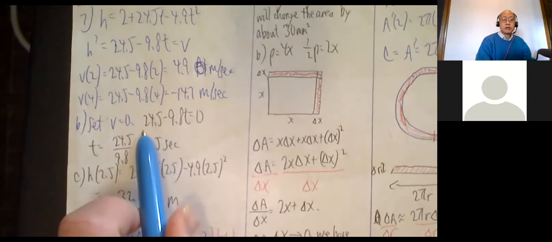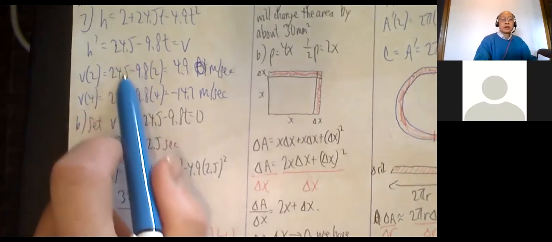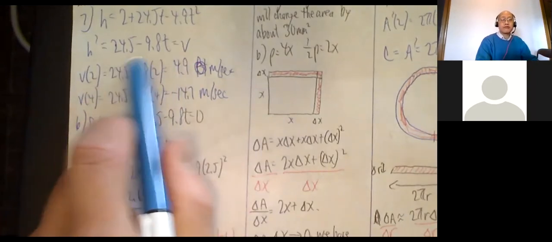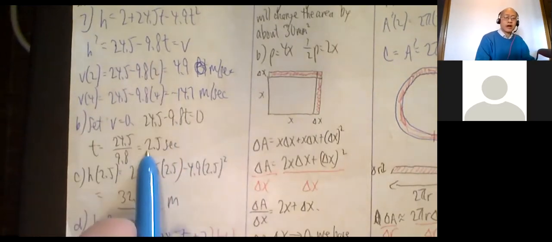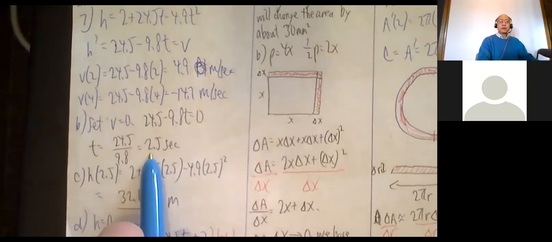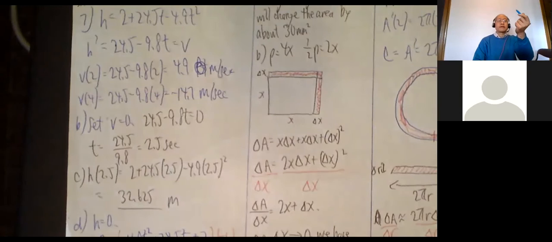So I solve the velocity function, h prime or v, 24.5 minus 9.8t, set it equal to 0. t is 2.5 seconds. So this object goes up, and then after 2.5 seconds, it reaches the top, and then it starts to come back down.